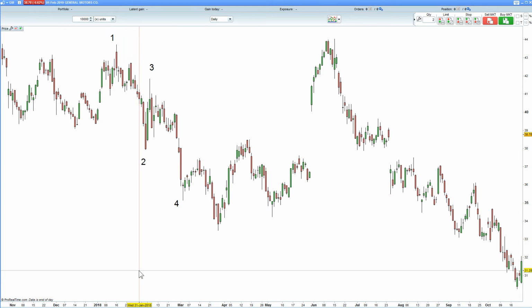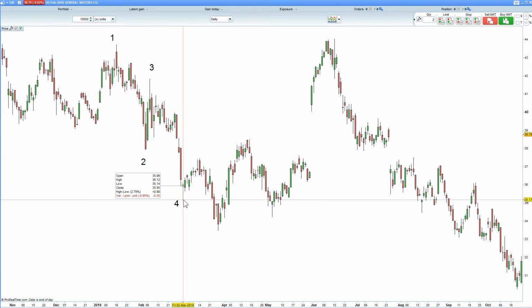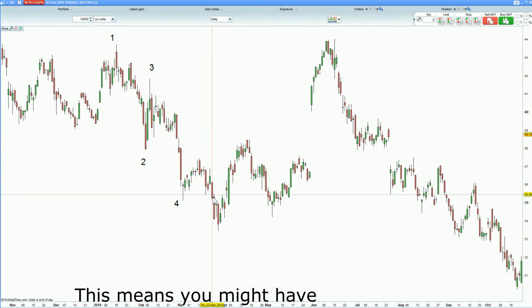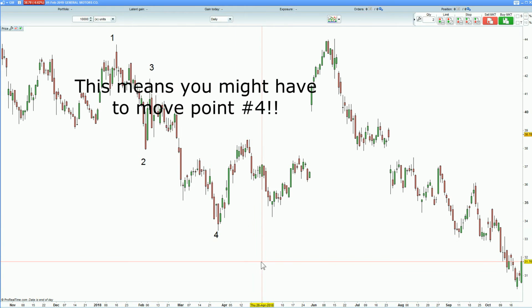Now, the next rule is that point number 5 has to retrace at least 88% of the swing from point 3 to point 4. So for the fifth swing to be valid, or the last point of the pitchfork to be valid, it has to retrace at least 88% of this move here in this particular instance. Now we see that this swing up here does not do that, and then it makes a lower low, so that means that point 4 is moved out of necessity.